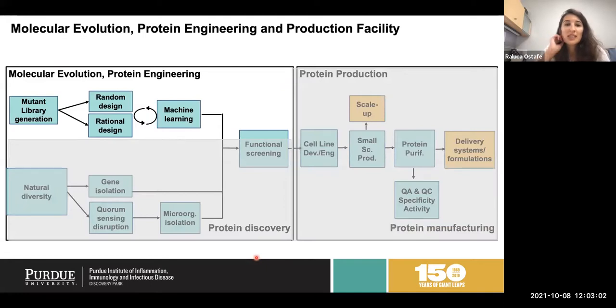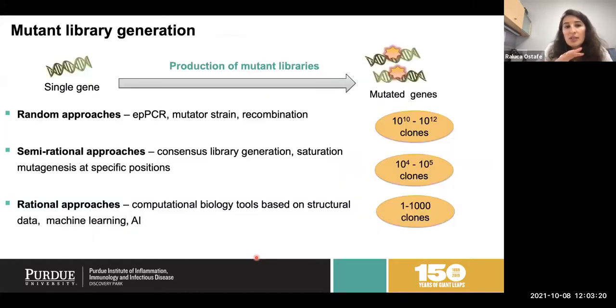In terms of protein discovery, we are focusing a lot on molecular evolution and protein engineering, because for a lot of applications, we cannot just use the enzymes or proteins that are available in nature, and we need to modify them so that they fit our needs. In terms of how we produce the mutant libraries, we start from either random approaches, using error-prone PCR, mutated strains, or recombination methods that produce mutated libraries of 10 to the power of 10 to 10 to the power of 12 different clones.